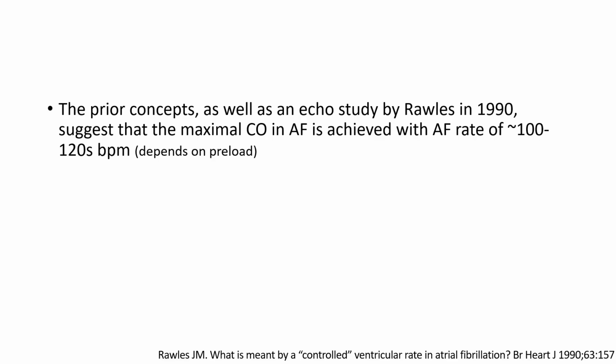Regarding the optimal heart rate in atrial fibrillation, both the prior concept as well as an echo study performed by Rowles in 1990 suggest that the maximal cardiac output in AFib is achieved with an AFib rate of 100 to 120 beats per minute, depending on the preload.